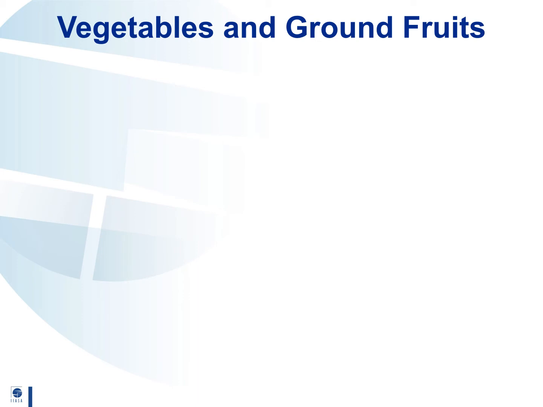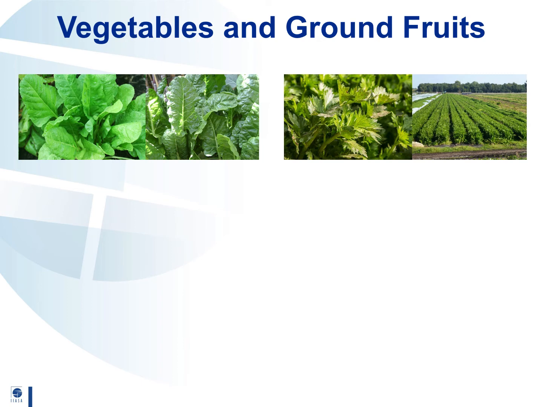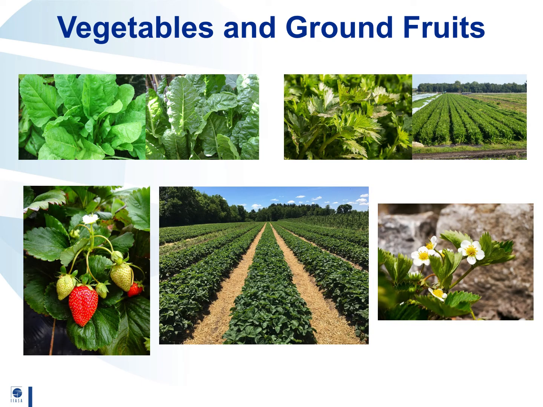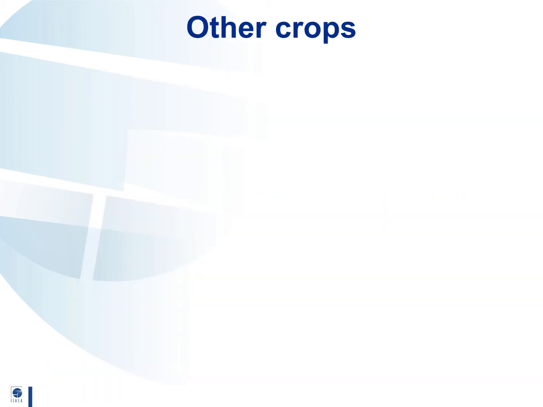You can also choose from spinach, celery, or strawberry. Another option under the cropland category is flowers. The final category under cropland is other crops.